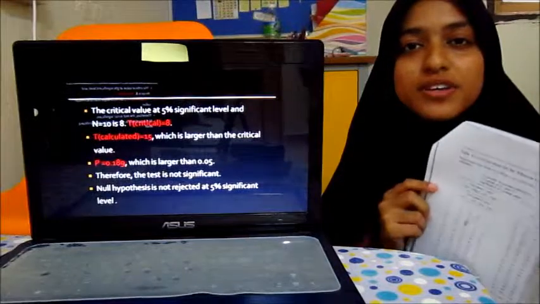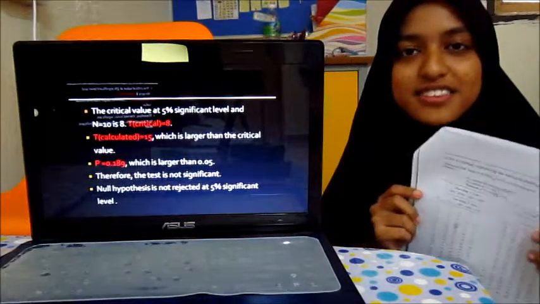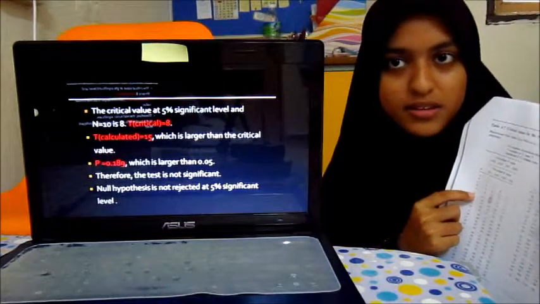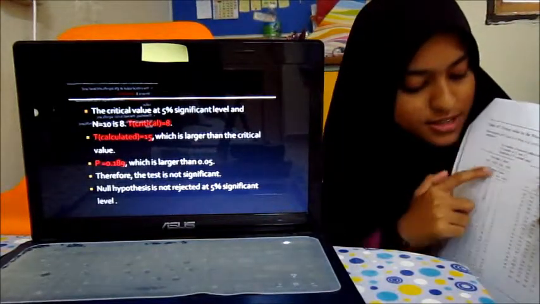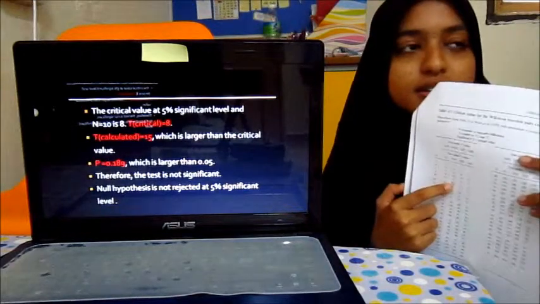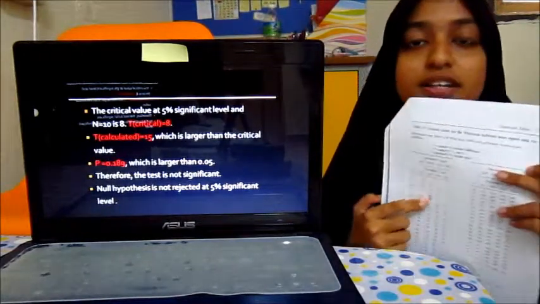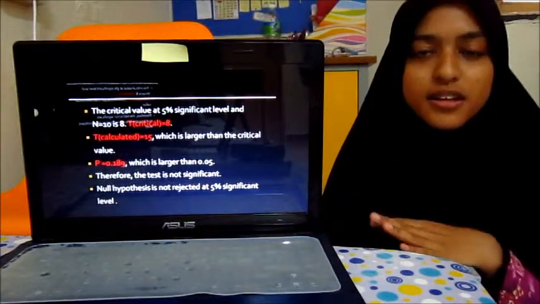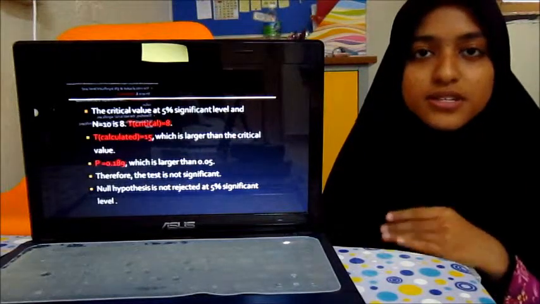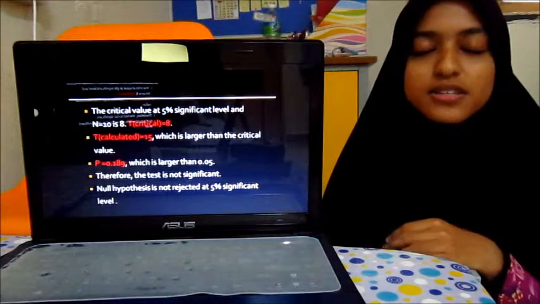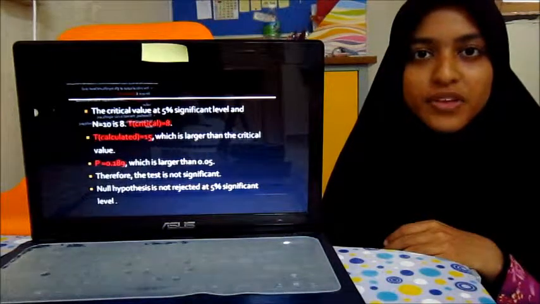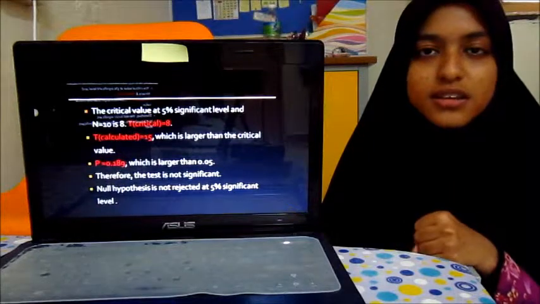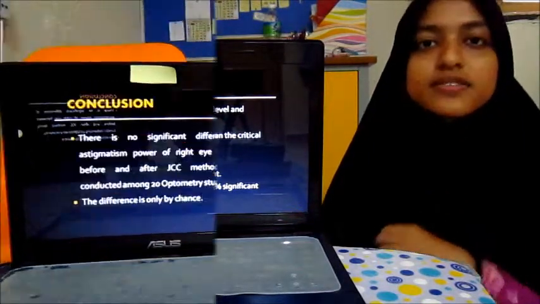Based on the Wilcoxon signed rank test table at n equal to 10 and the critical value at 5% significant level, the T critical is 8. However, the T calculated is equal to 15, which is larger than the critical value, and the p-value is 0.189, which is larger than 0.05. Therefore, the test is not significant, and the null hypothesis is not rejected at 5% significant level.